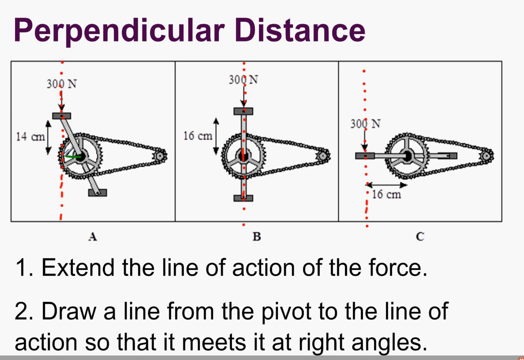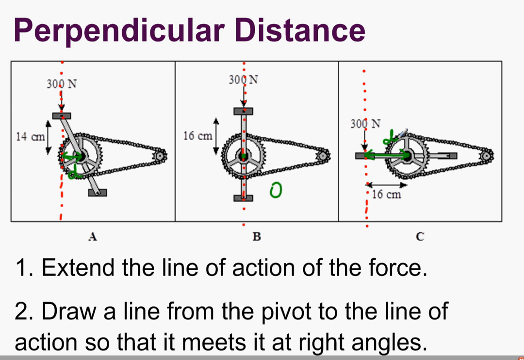This line here does meet it at right angles. That is the perpendicular distance. So this would be the perpendicular distance D, goes from the pivot to the line of action of the force and meets it at right angles. In this situation, the line of action goes right through the pivot, so the perpendicular distance is just 0. And in this case, I'll go from the pivot to the line of action of the force and meet it at 90 degrees. That's my perpendicular distance D.